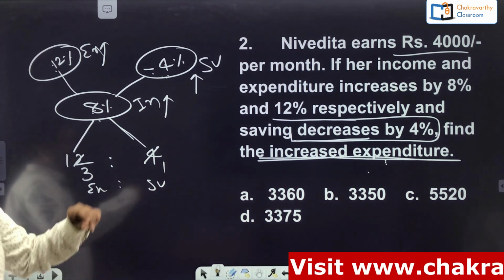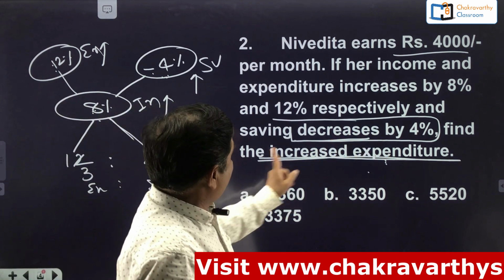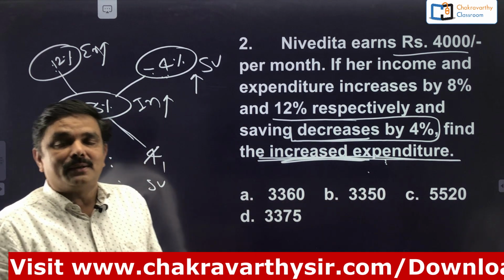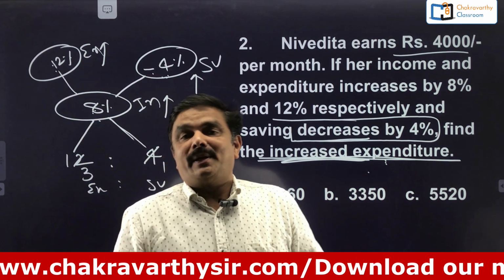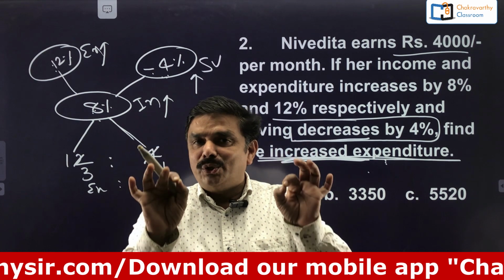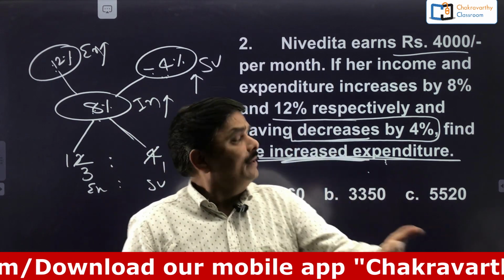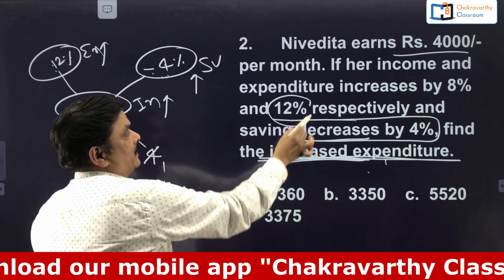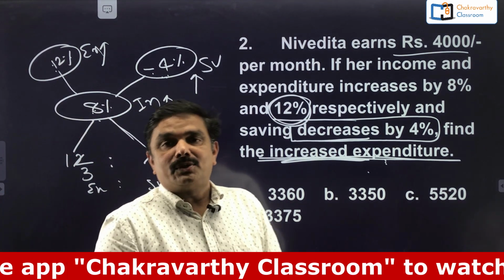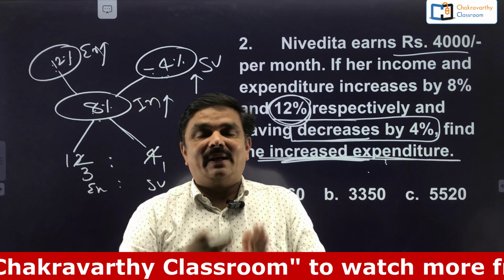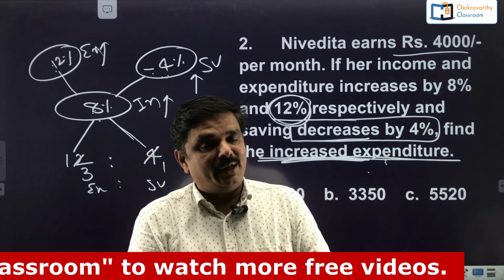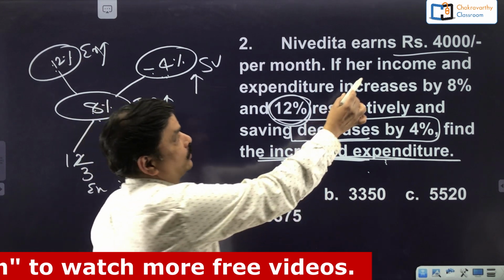Alright. Now what's the question, students? The question is to find the increased expenditure. To go for increased expenditure, first of all I must find out the original expenditure. After that, we can go for this 12% increment. On the original expenditure, a 12% increase will give me the increased expenditure. But how to find the original expenditure? I will use this one.